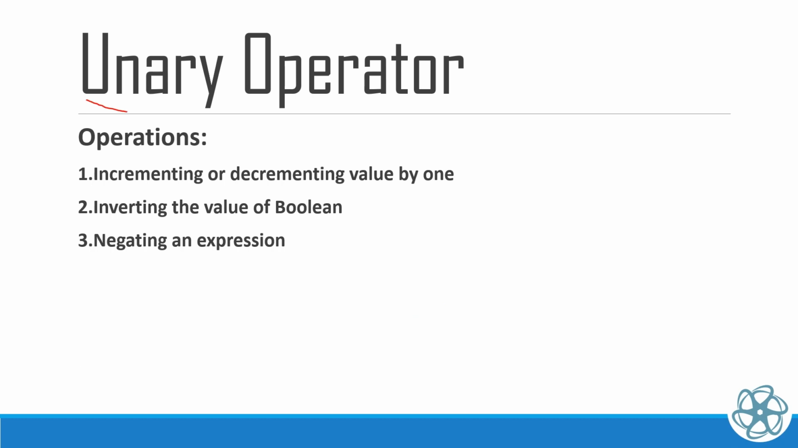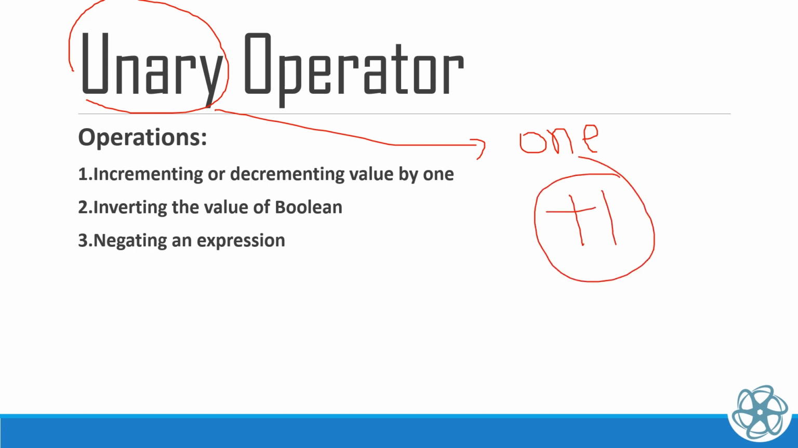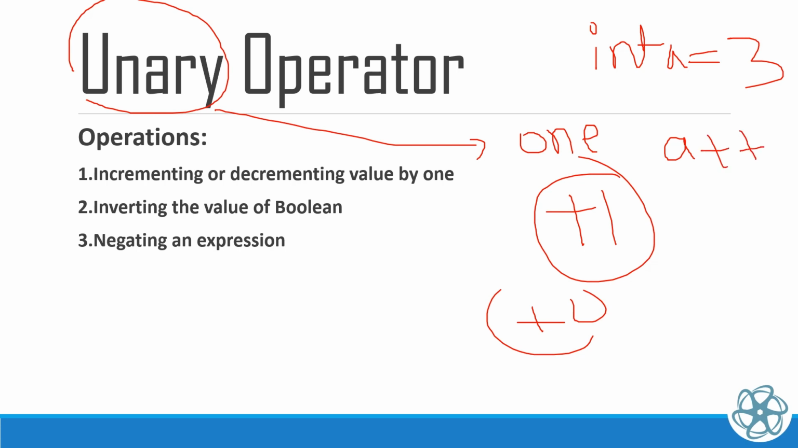So unary operator. What is unary operator? Unary means one. Here we will use only one operand to perform certain operations. Like in unary operator, we can increment a value of something by 1. I cannot increment its value by 2 or 3. Like if I declare one variable int a is equal to 3, and I want to increment its value, then I can give a plus plus, then its value will be incremented to 4.